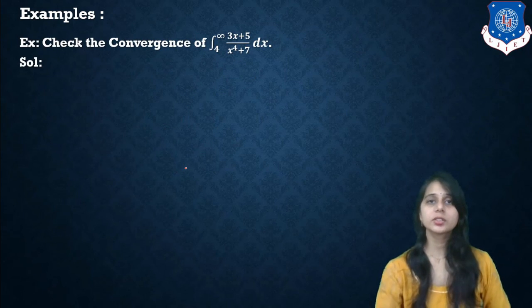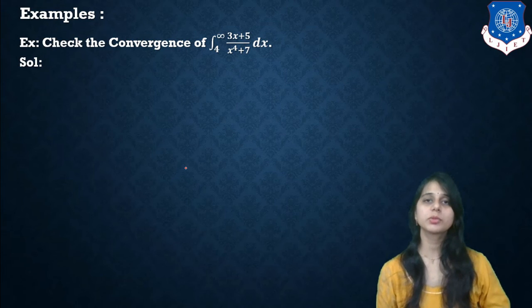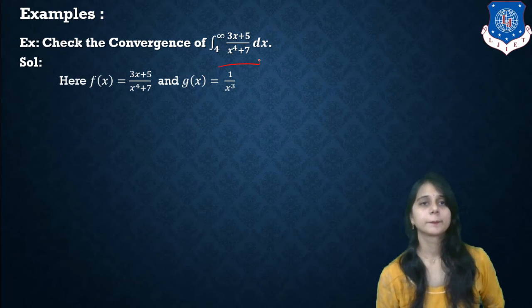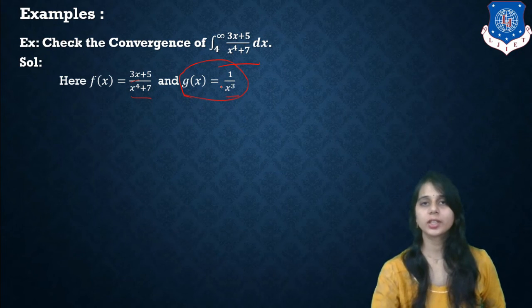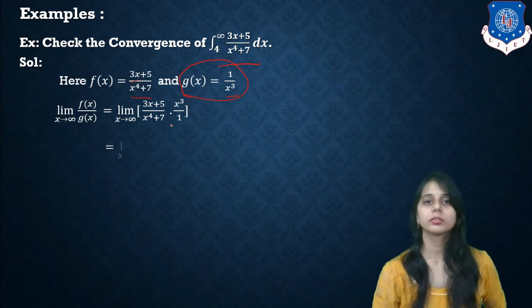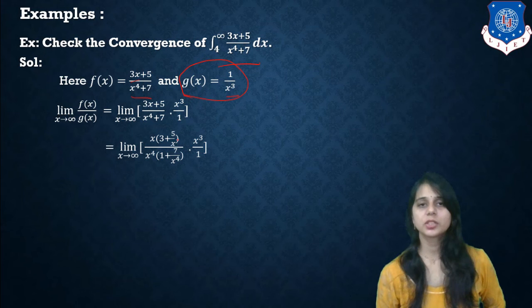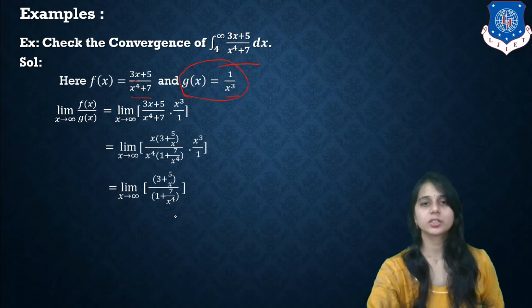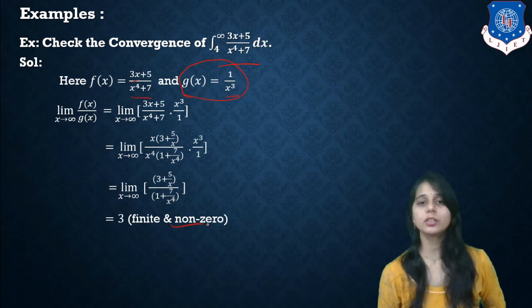Check the convergence for this case: integration 4 to infinity of 3x plus 5 upon x raised to 4 plus 7 dx. So f of x equals 3x plus 5 upon x raised to 4 plus 7. What is our g of x? g of x is 1 upon x cube, because taking x common, we get the highest power of x as x cube. Taking f of x upon g of x, we get 3 plus 5 by x over 1 plus 7 by x raised to 4. The answer is 3, which is finite and non-zero.